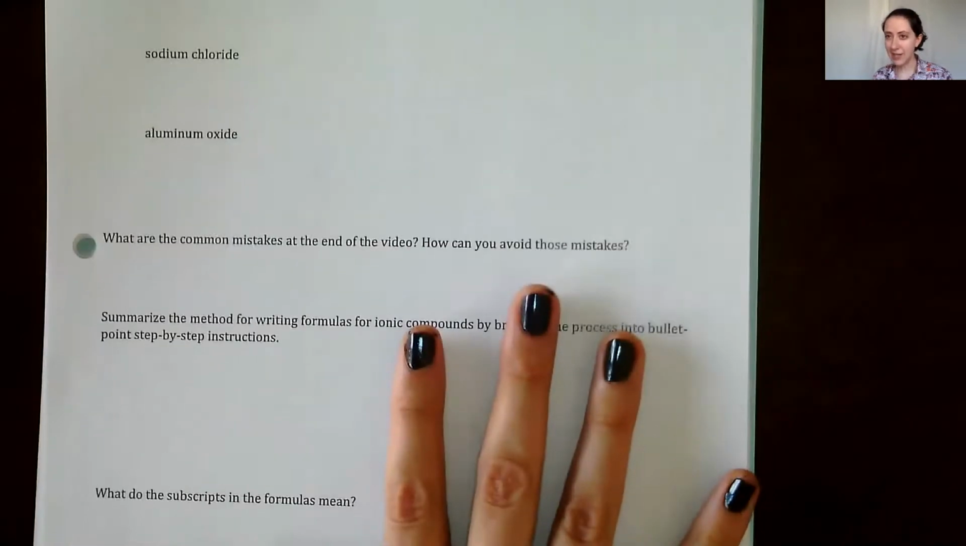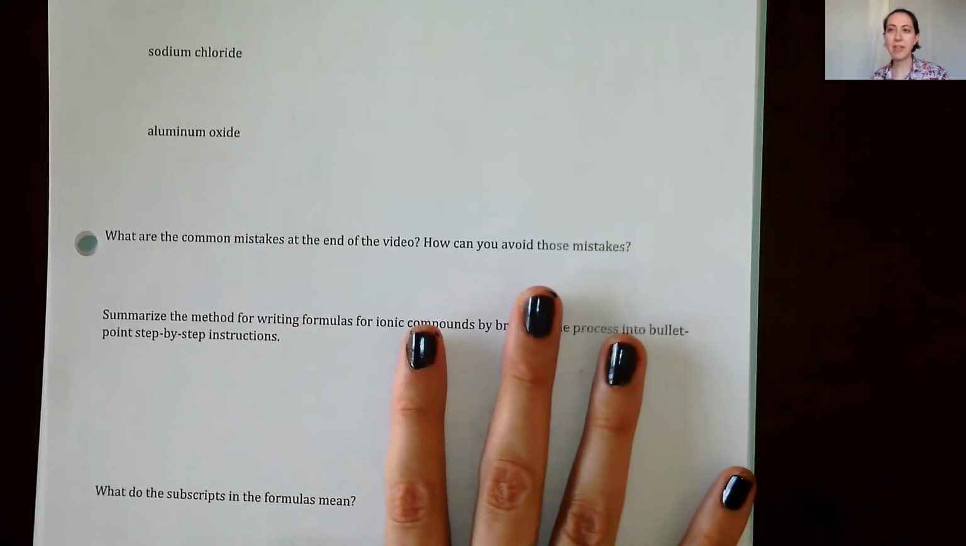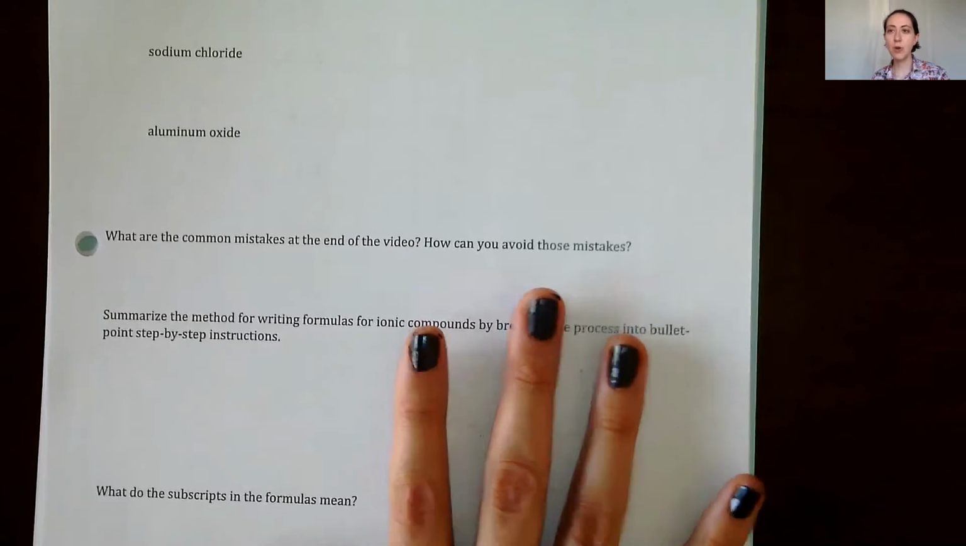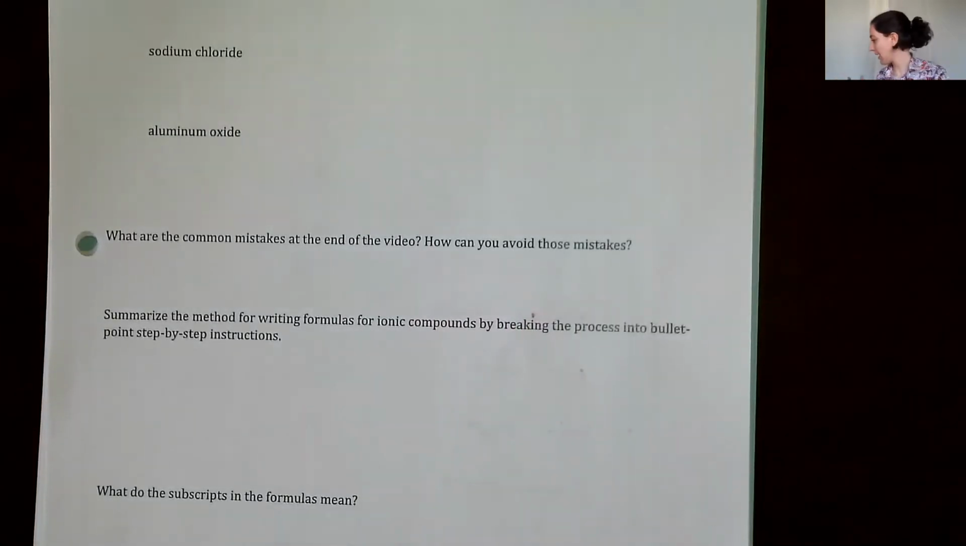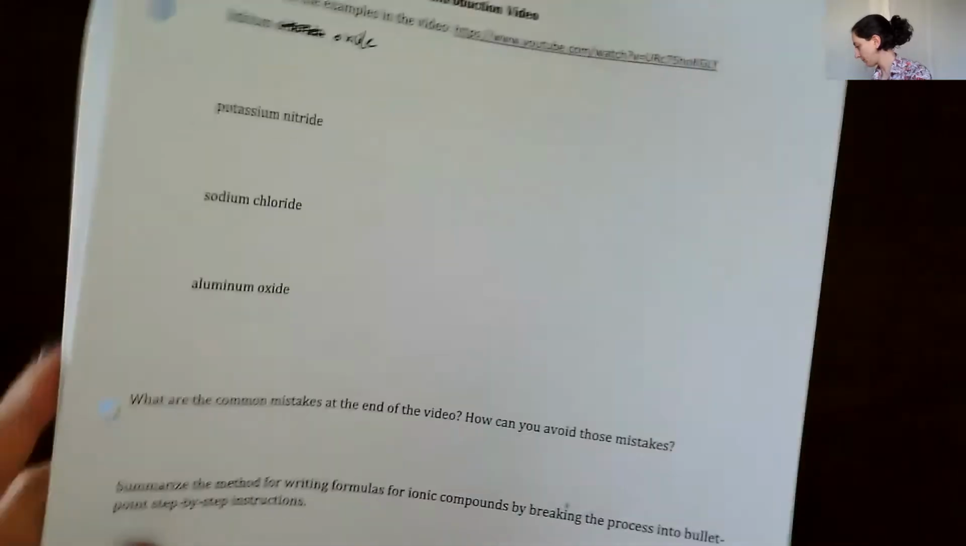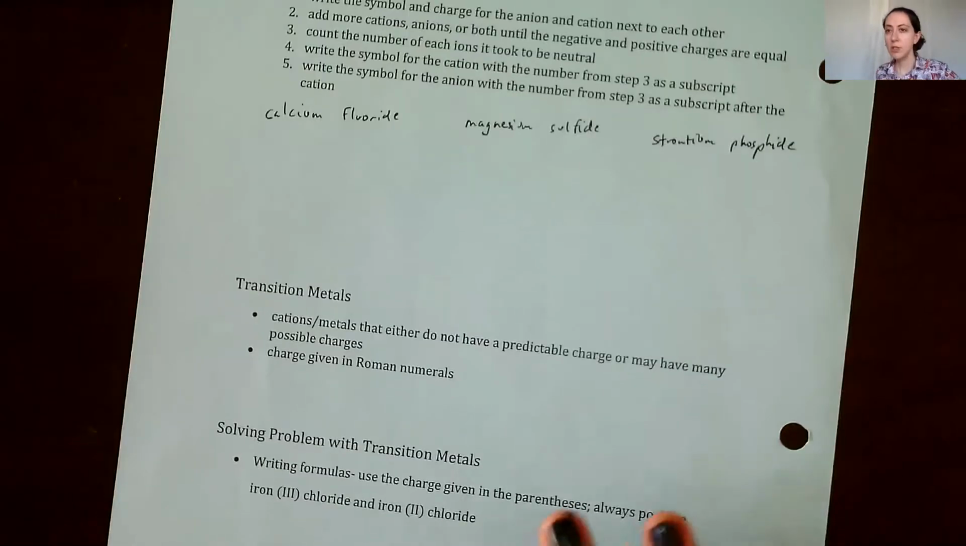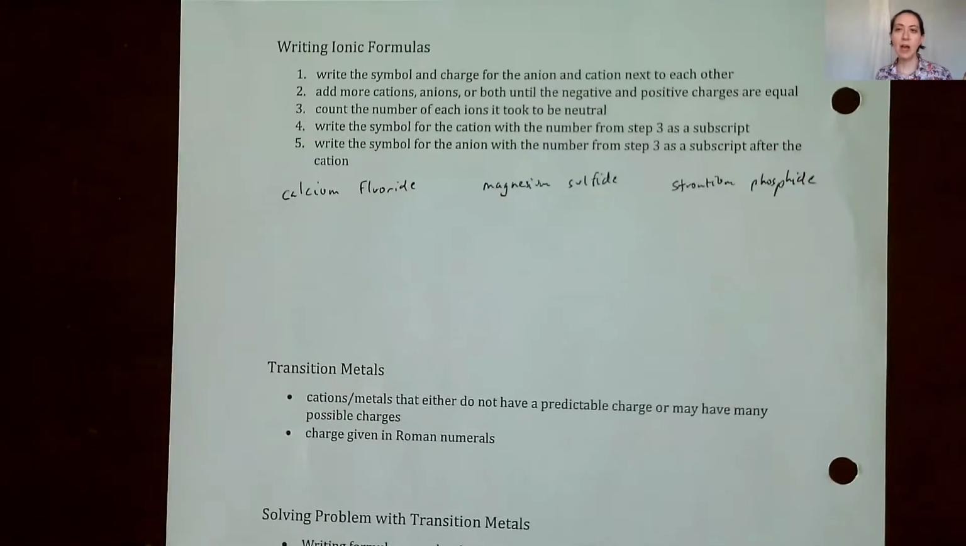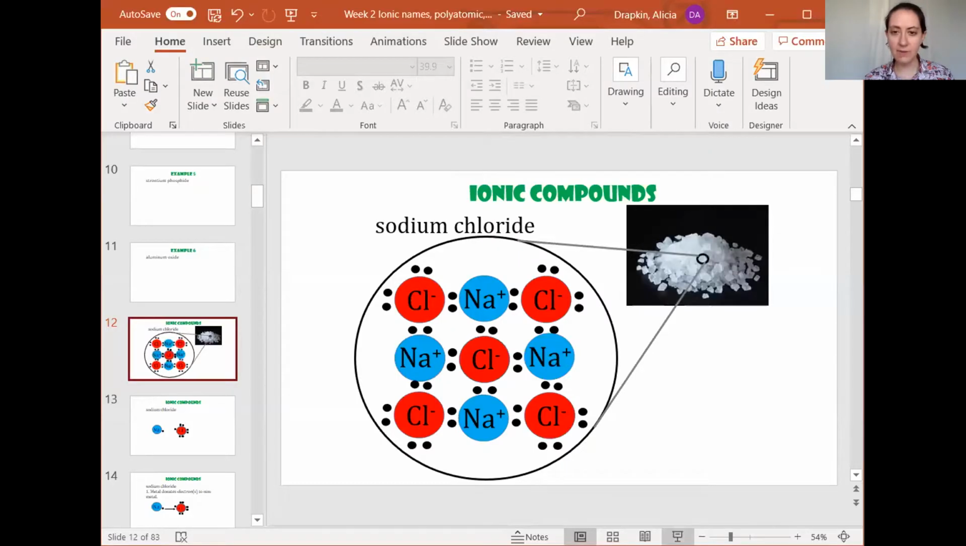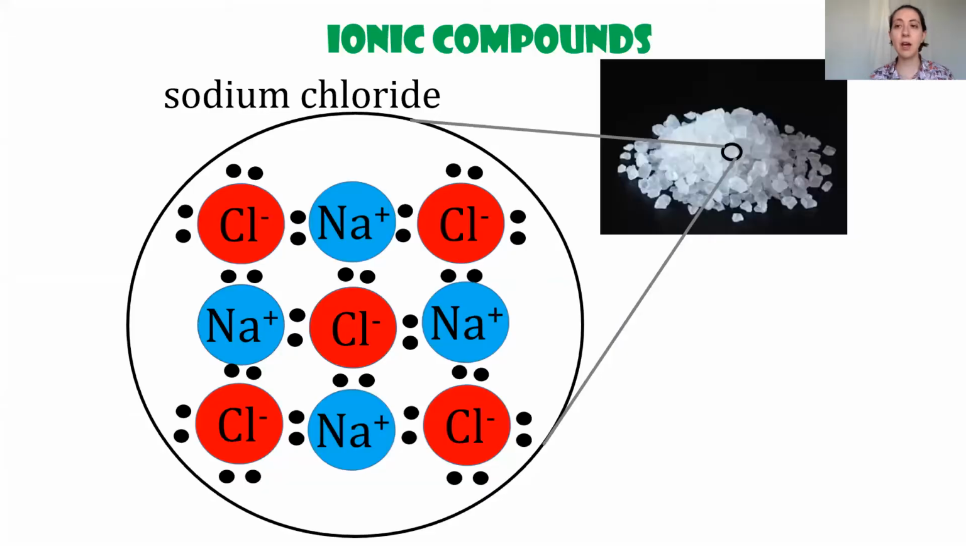If you've already done this, then this probably is already making some sense to you. But let's keep going and have some notes just for the future. So for writing ionic formulas, now that I've introduced that, there's one more thing we should talk about. I want to give you a visual representation of ionic compounds.